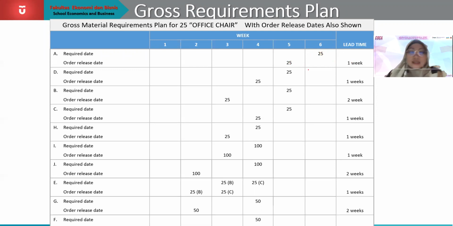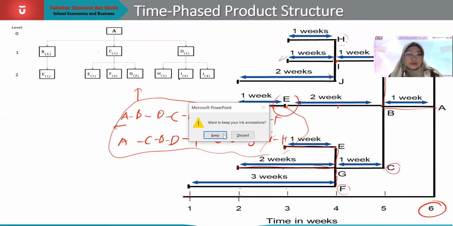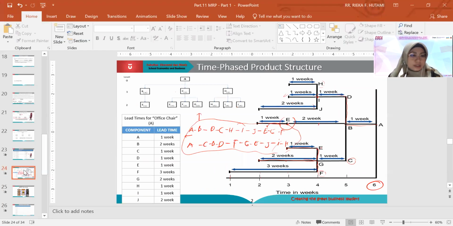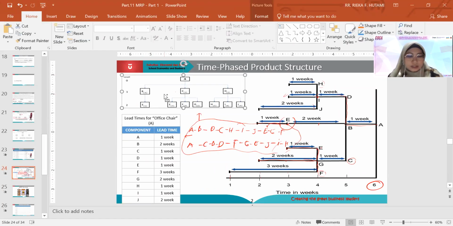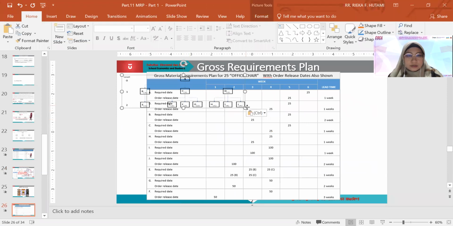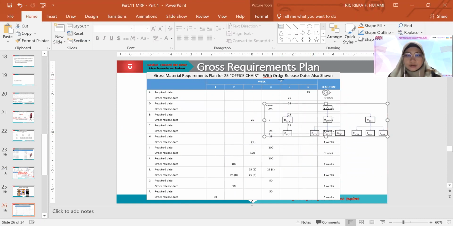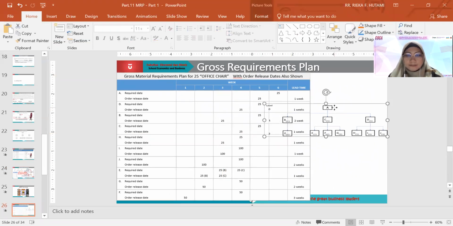Okay, and then the second component is D. Look at the bill of material. What is the component D? To make it easier for me to explain it to you, I will copy this first and put it in here, so you don't need to go back and forth in the slide.